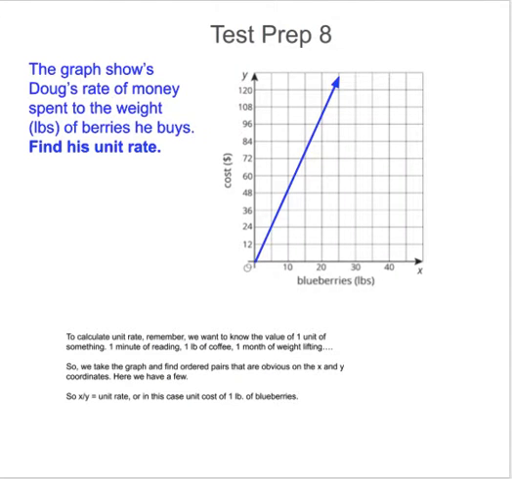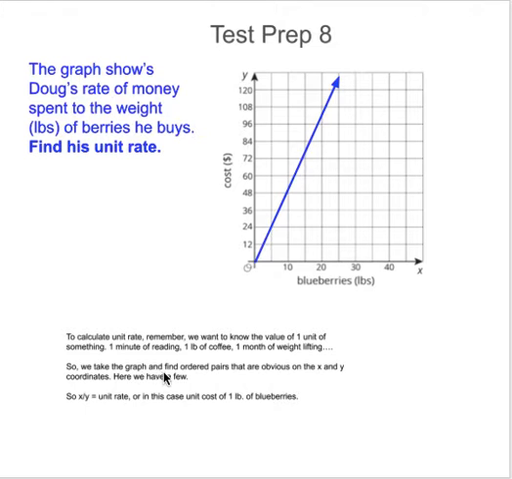All right, shifting gears. Here's another question. Again, pause, rewind if you need to. The graph shows Doug's rate of money spent to the weight of berries that he buys. Let's find his unit rate. For us to calculate unit rate, remember we want to know the value of one something, one unit: 1 minute of reading, 1 pound of coffee, 1 month of weightlifting, whatever one unit is.